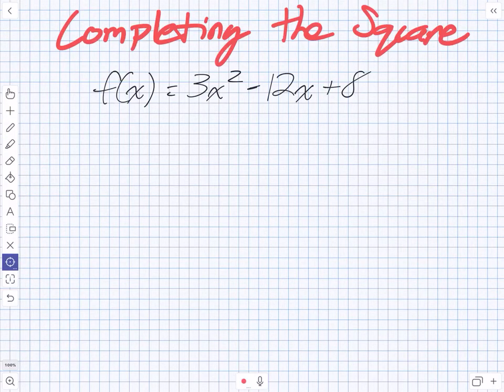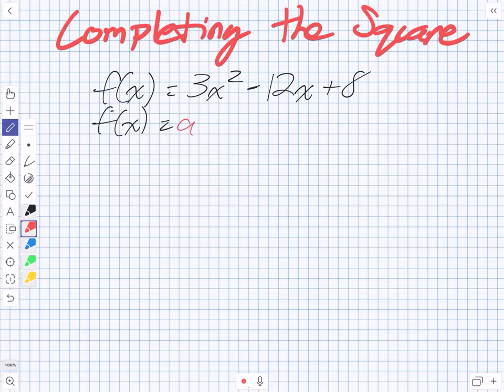Completing the square. So to complete the square, essentially what we're doing is going from one form of a quadratic to another, and the forms are called standard and vertex. So this is the parent function for standard, a x squared, plus b x. There's a b value, and then there's a c.